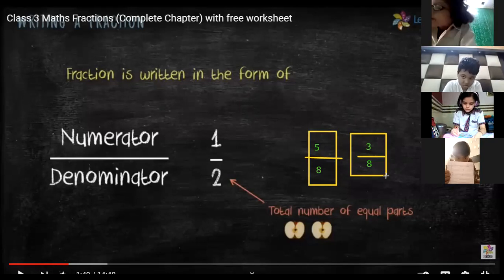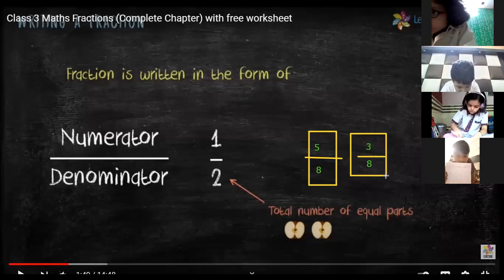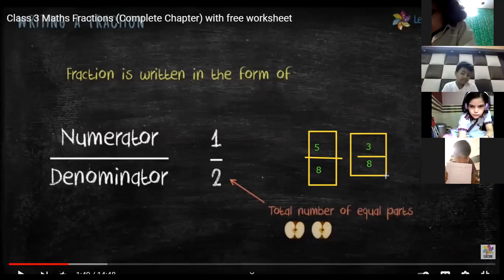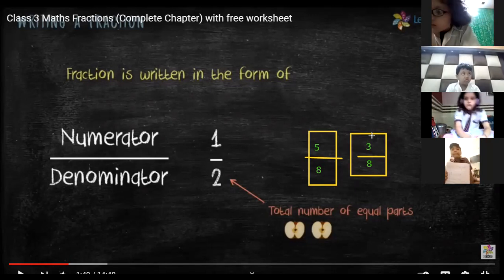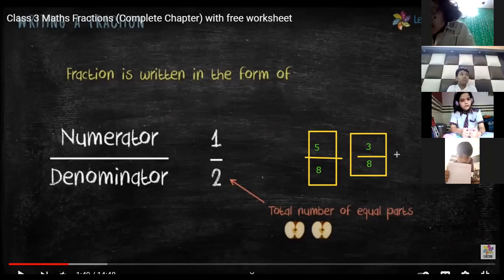Means the total number of parts we are going to have at the denominator place. So simply what we can say, denominator is what? The total number of equal parts. And what is numerator? Numerator means the number of parts which we are going to take into consideration. Suppose we are asking about Vidisha, we will take only 5, and suppose we ask about Krishank, we will take 3. So numerator can be different in each of the places. Okay, students? Clear?